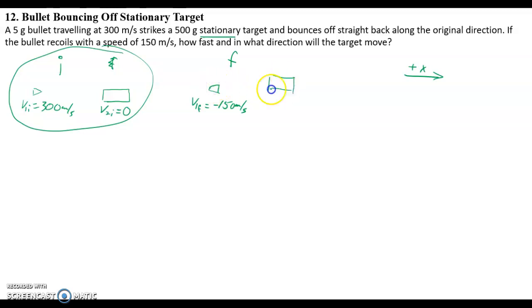And our target started off stationary, so it must be going to the right. V2F is our unknown, and that is our final state. Really important to label the initial state and the final state. Important to have a diagram to show what your positive direction is, show what your knowns are, show what your unknowns are. Okay, like I said, this is the first time where I'm fully drawing the diagram, but on all those other ones, I annotated it, I put my positive x direction, I labeled initial and final. You need to do that on all of them.